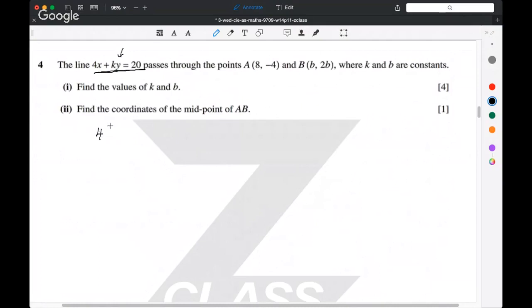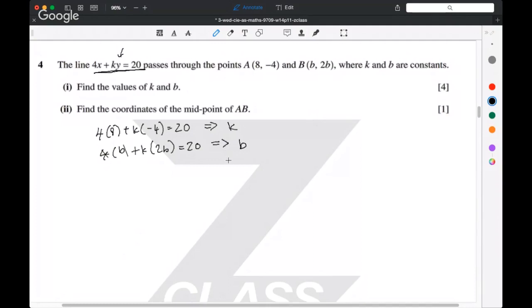So 4 times the x value of a plus k times the y value of a is equal to 20. And this will give you k, and then you plug in 4 times b plus k times whatever your k was, 2b, is equal to 20, because these are both on the line, so they both obey that equation. And this will give you a value for b.